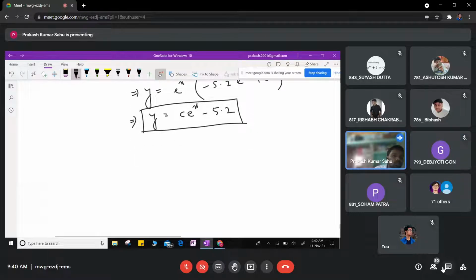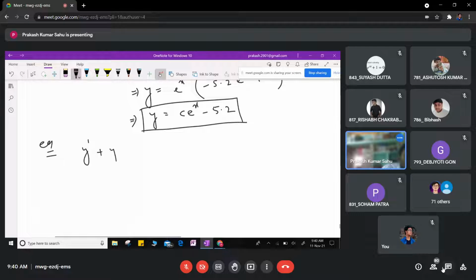Okay, so then you find another problem. Suppose another question, you write: y dash plus y sin x is equal to e to the power cos x. And y0 is equal to minus 2.5. The initial condition is given: y0 is equal to minus 2.5.